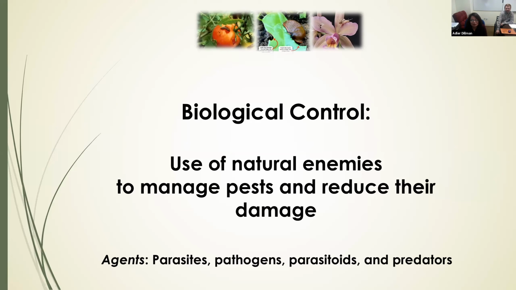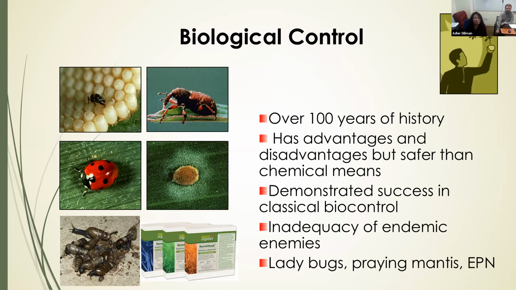I will continue the topic on biological control, and I will talk about the findings that we have on Phasmarhabditis, and then try to be very brief about this because we have less than 15 minutes left. Biocontrol, as the name implies, is the use of living natural enemies in order to manage pest populations and reduce their damage. And this is usually accomplished using pathogens, parasites, parasitoids, and predators.